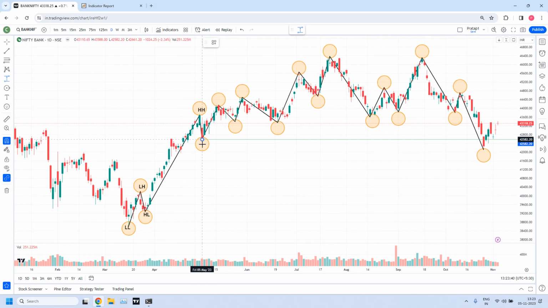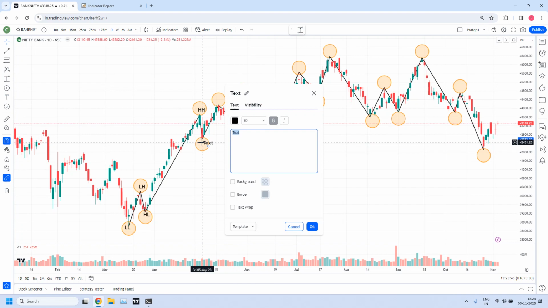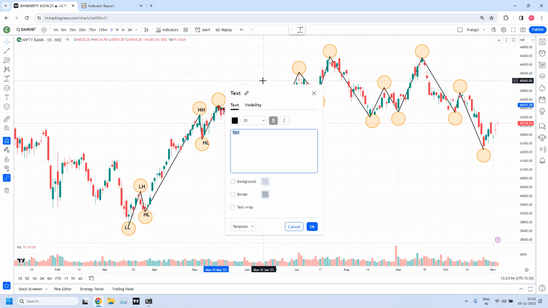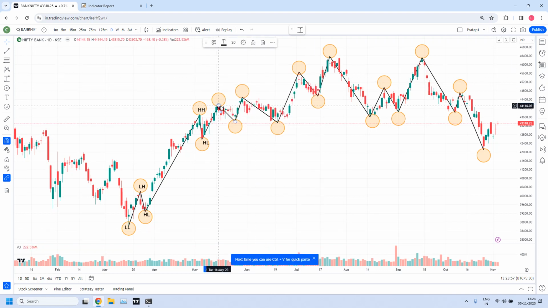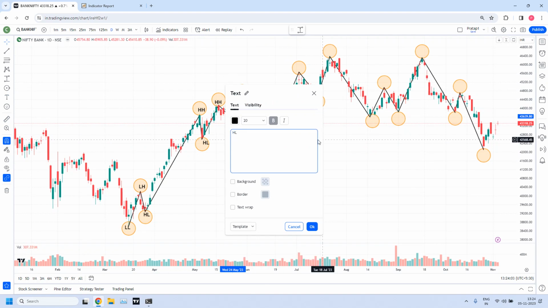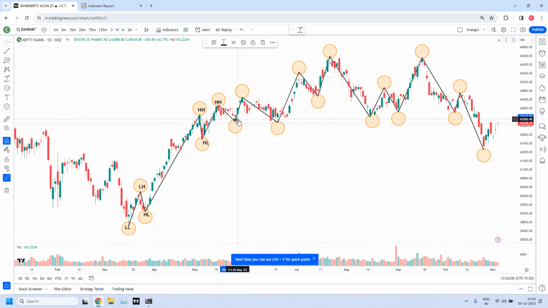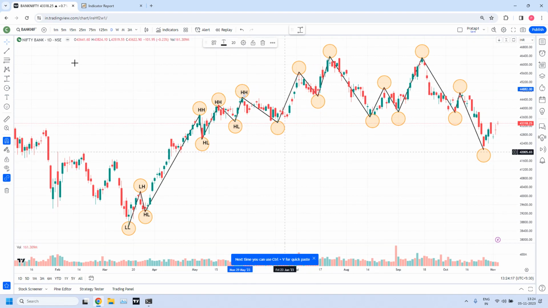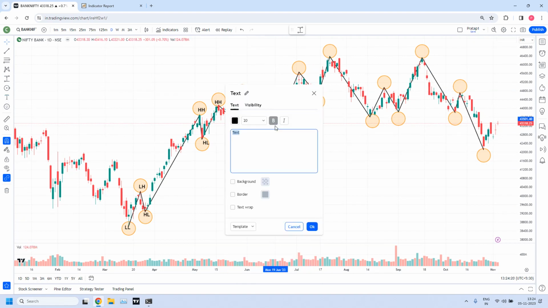So let me mark quickly. So we have higher low here. And we have higher high here. Again we have higher low. Uptrend always we get higher highs and higher lows. Now you are observing clearly in the live charts. Higher high. And higher low.